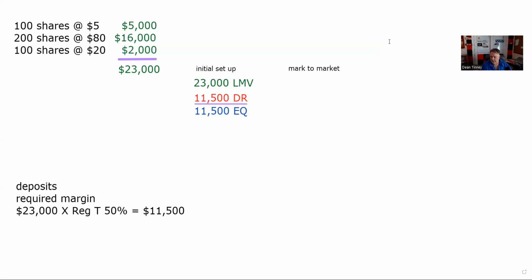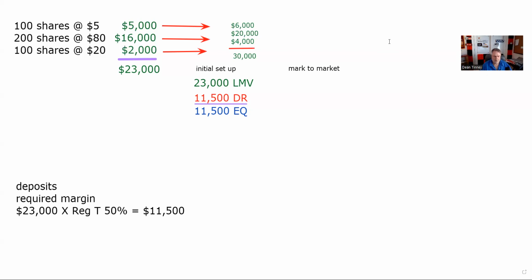So now we're going to do a mark to market. It says subsequently, ABC increases to 60. So again, what we got to do is find out what the new market value is. We're just going to do what's called mark to market and figure what that is. So ABC goes to 60, and that's going to be $6,000. It says PDQ goes to 100. That's going to be $20,000. And XYZ goes to 40, that's going to be $4,000. So the new market value is $30,000.